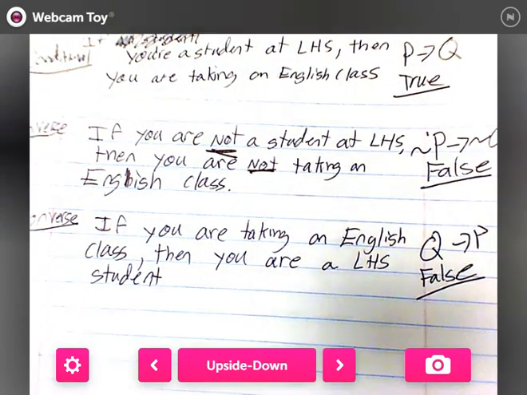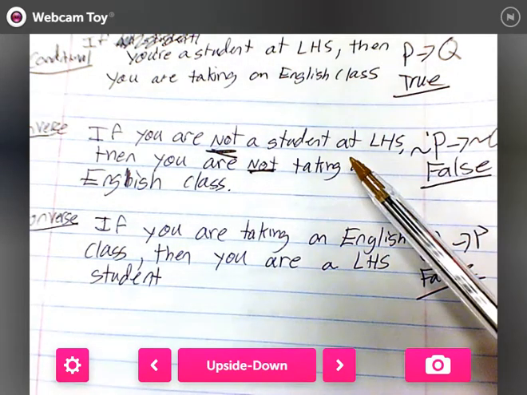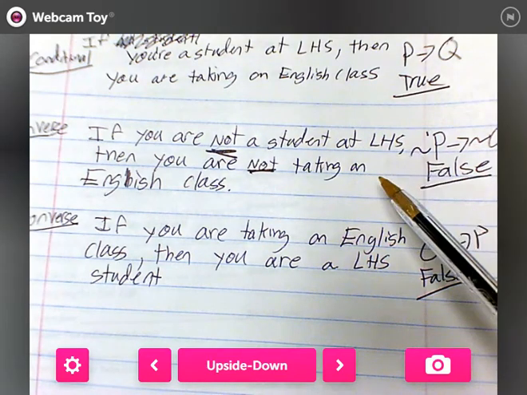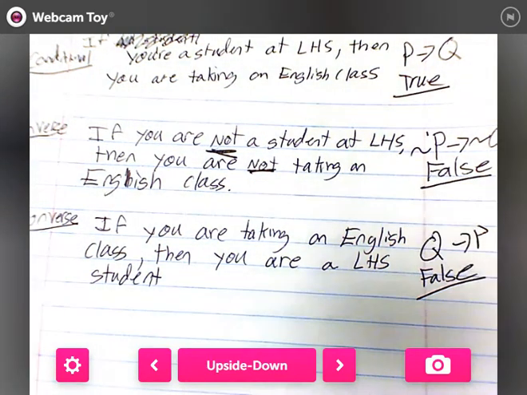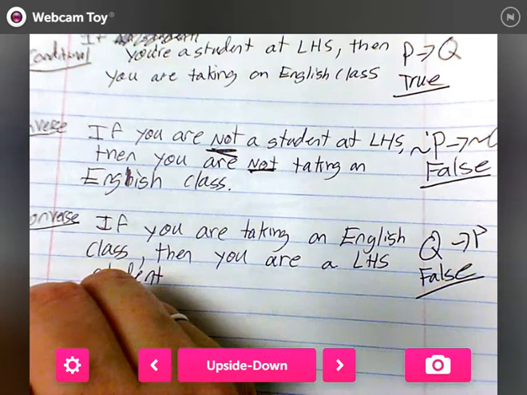Because we could be taking an English class and be going to Ipsy. So if you're not an LHS student, then you're not taking an English class. But I'm not an LHS student, but I go to Huron High School, and I'm taking an English class. All right.